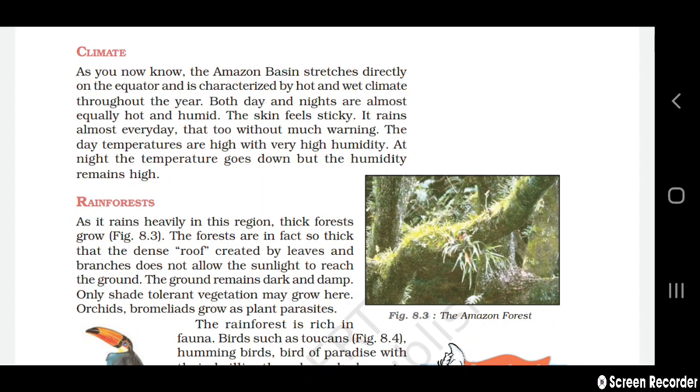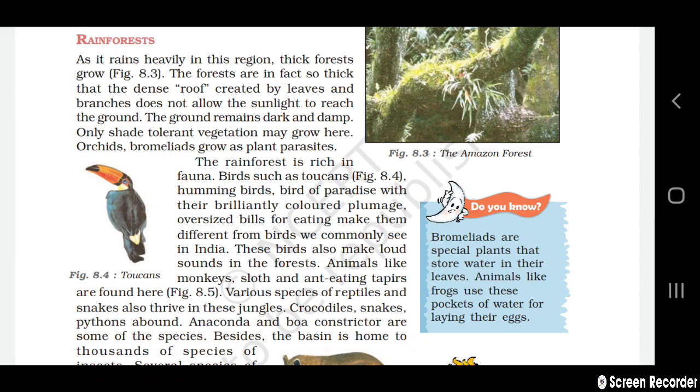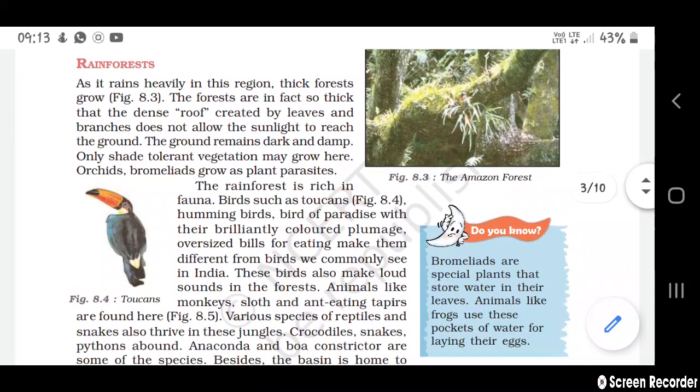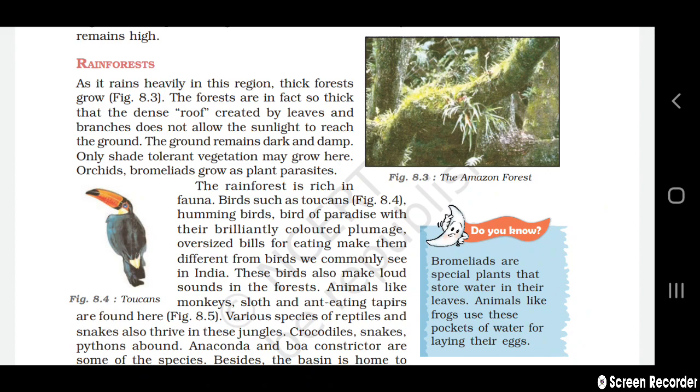Next, the Amazon rainforest. As it rains heavily in the Amazon region, thick forest grows there. The forests are in fact so thick that dense roofs are created by the leaves and branches, and they do not allow the sunlight to reach the ground.